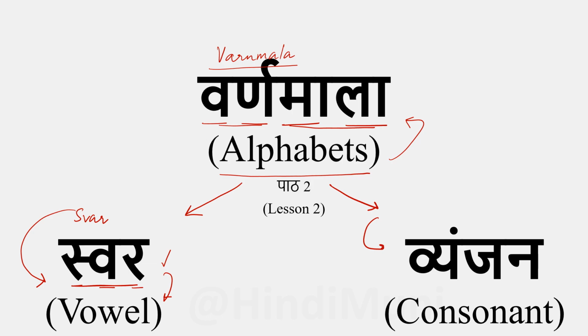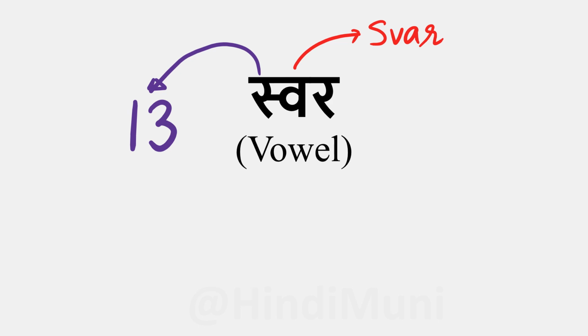And the consonants are called vyanjan. V, Vyan, Jan. So it's Vyanjan. So Varnamala, Swar, and Vyanjan. Alphabets, Varnamala, Swar, vowels, Vyanjan, consonants. हिंदी भाषा में कुल 13 स्वर होते हैं. So in Hindi language, in total there are 13 vowels.